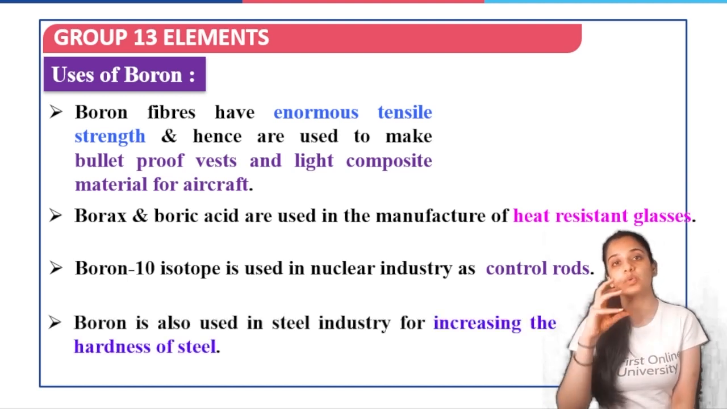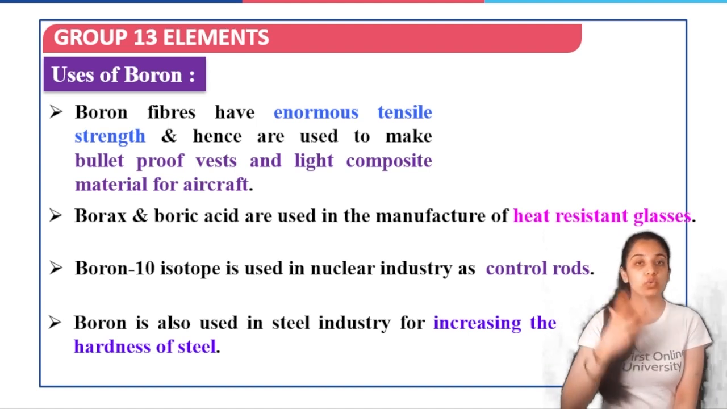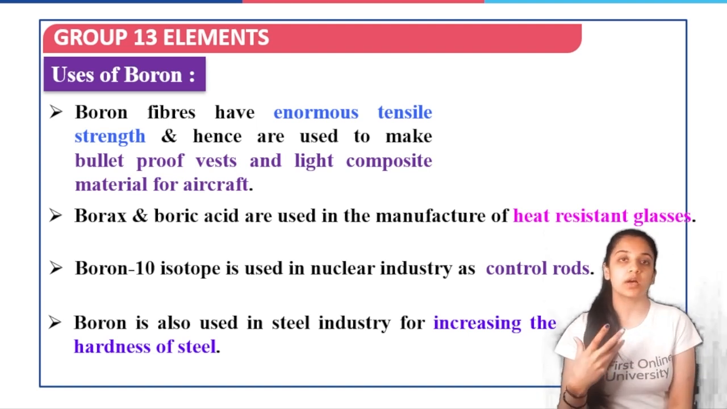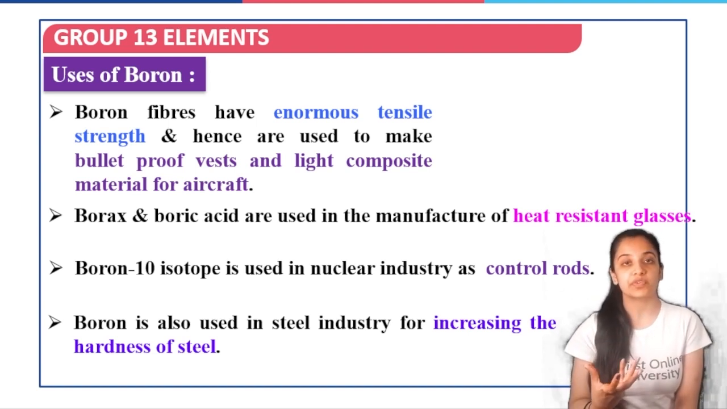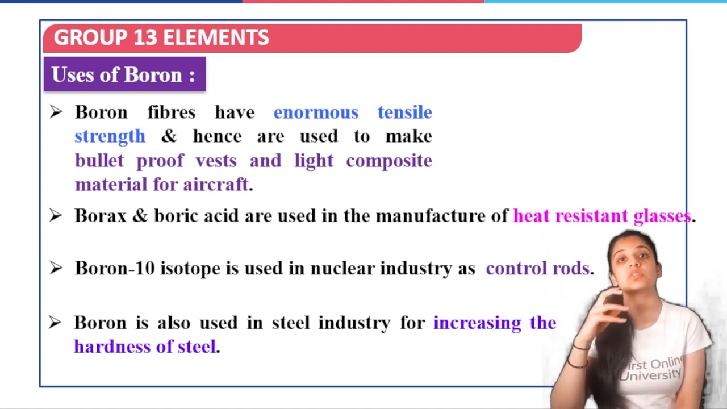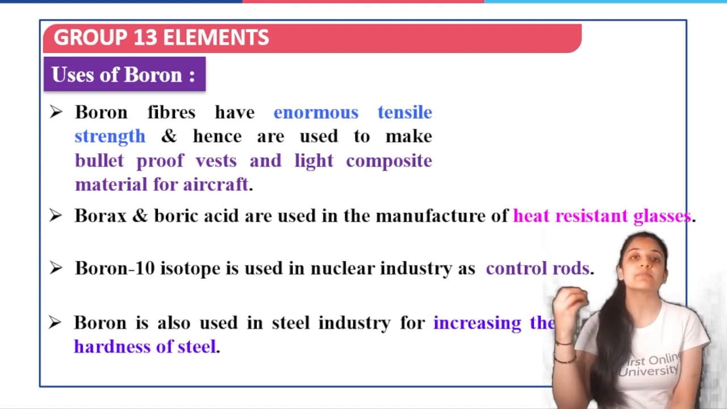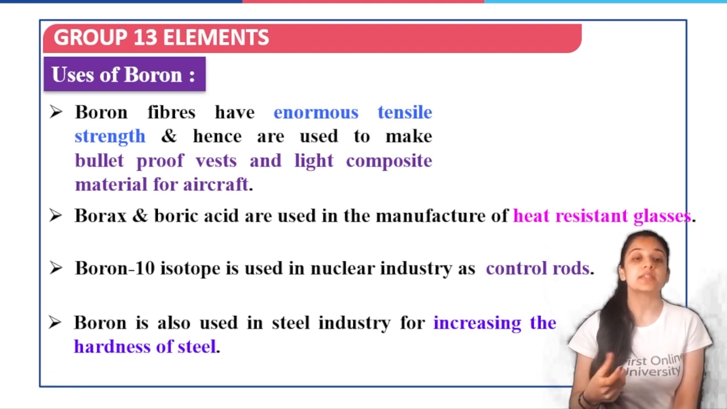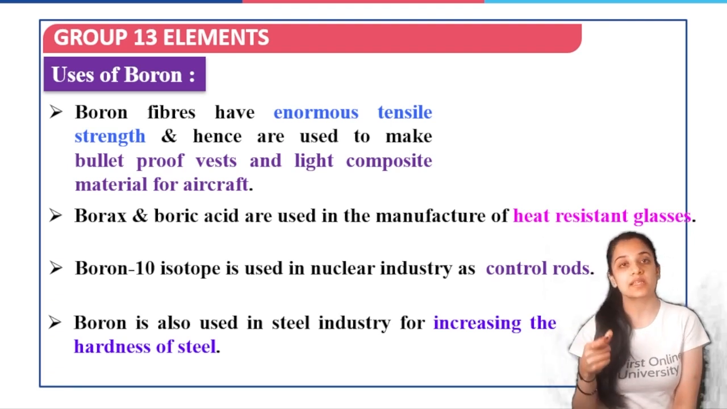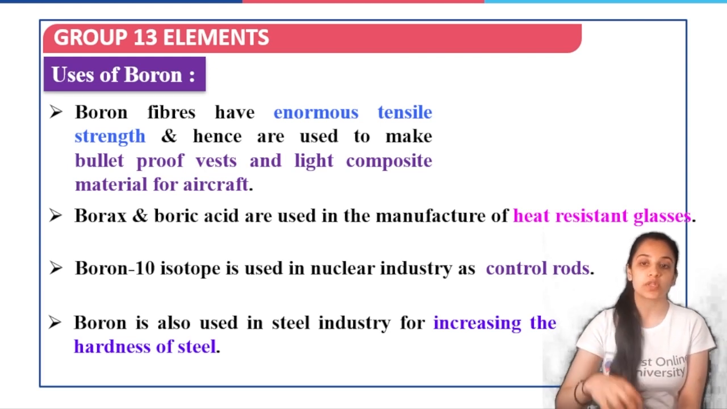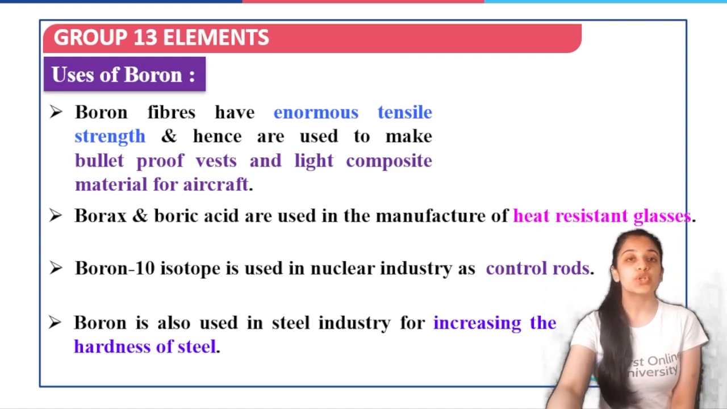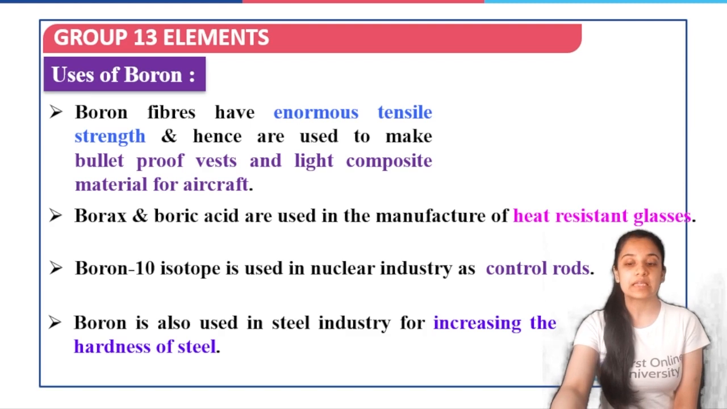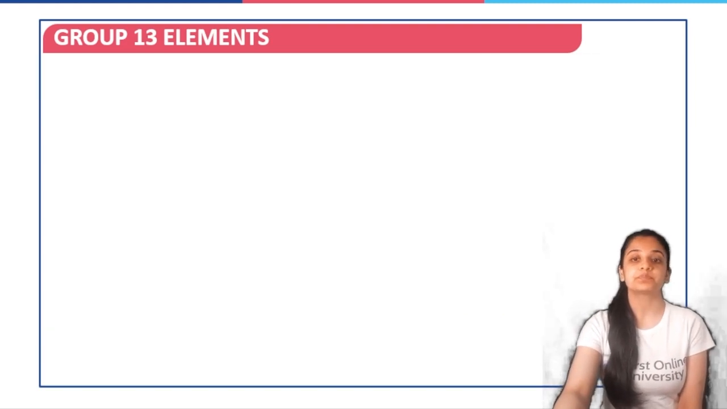So in the nuclear plants, if you've carefully seen the diagrams of it, you will see that there are control rods which are actually useful in controlling the speed of the neutrons, and also temperature control rods are present. So the boron 10 isotope is basically used in control rods for that purpose. Then boron is also used in steel industry for increasing the hardness of steel.